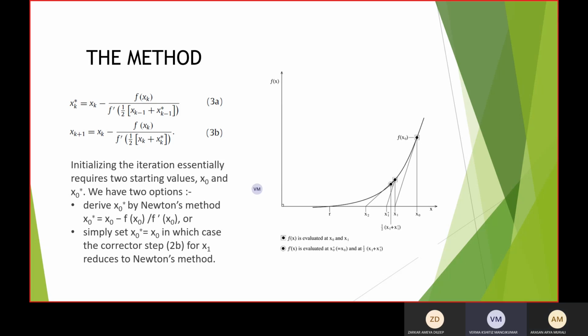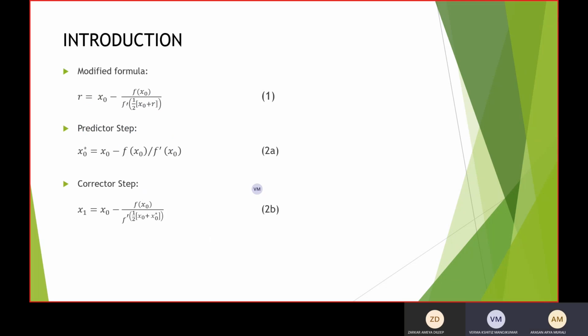Initializing the iteration essentially requires two starting values, that are x0 and x0 star. Now we have two options for that. First is to derive x0 star by Newton's method, that is x0 star equals x0 minus f of x0 divided by f dash of x0, or the second method is to simply set x0 star equal to x0, in which case the corrector step in 2b for x1 reduces to Newton's method.